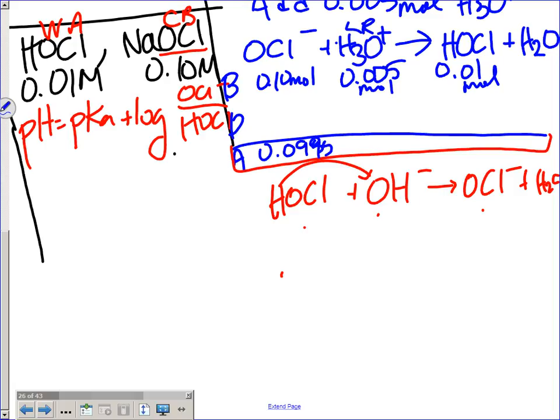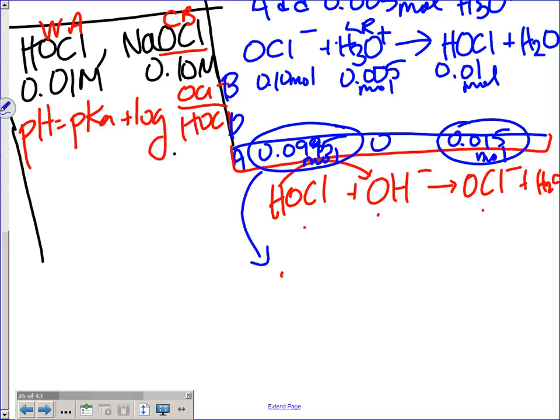0.095995 moles of the OCl, 0 of the strong acid, and 0.015 moles of your hypochlorous acid left. Is that right? 1, 2, 3. Yeah. Okay. So this left after reaction. This was produced, and this will go in. Make sure I did that right.